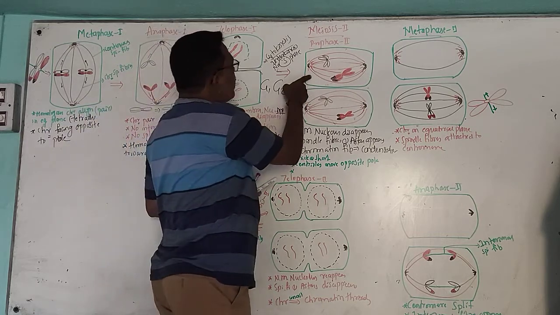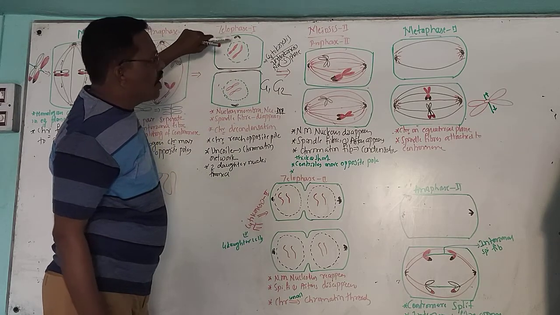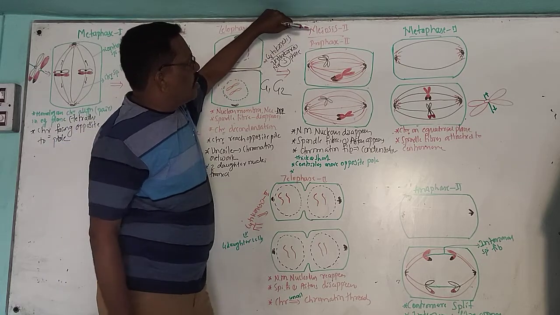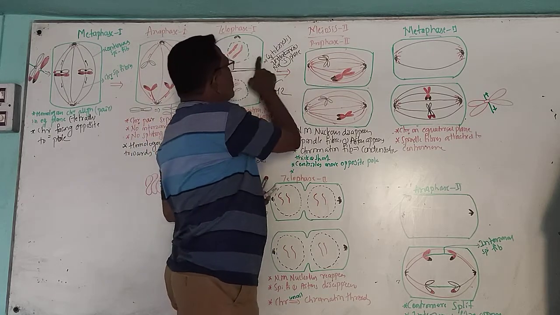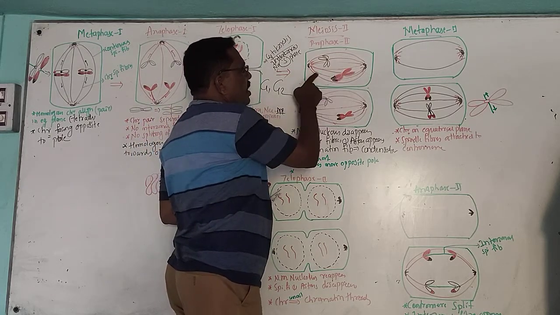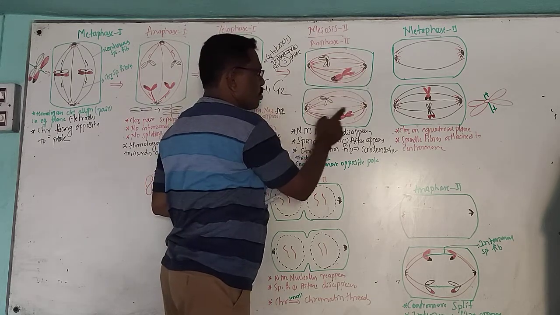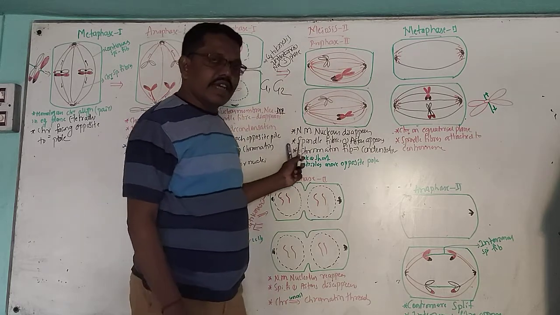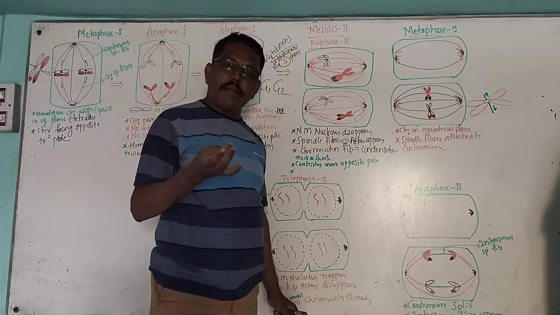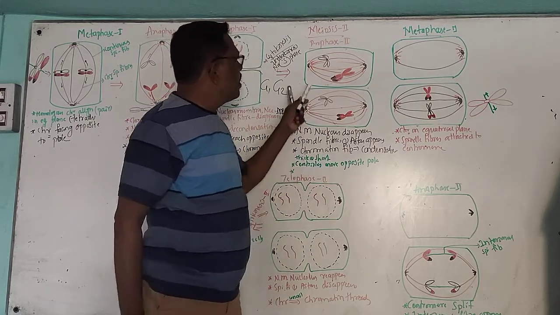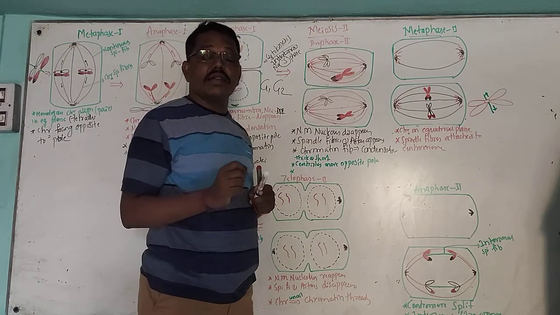Then here we will see both centrioles appearing towards the two ends. In meiosis prophase 2, the centrioles, the division of nucleus: here we will show the centrioles at the two opposite poles. Then in prophase 2, the nuclear membrane, nucleolus, endoplasmic reticulum and Golgi apparatus membrane will disappear. Then spindle fibers as well as asters will originate.